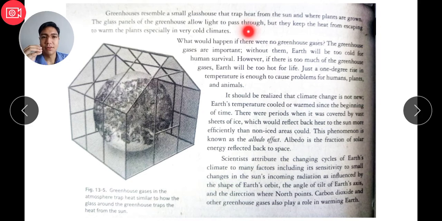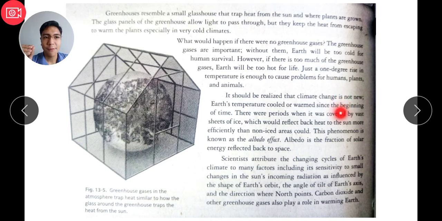May ginagandahan naman, okay, ating greenhouse gases. Malaki ang tulong ng greenhouse gases sa atin because it maintains the temperature, the warmness, okay, ng ating Earth. So, pag wala to, may tendency na sobrang lalamig tayo bigla. So, what would happen if there were no greenhouse gases? Sabi nga dito, it's important. Without them, Earth will be too cold for human survival. However, pag nasobrahan na ang greenhouse gases natin, magiging too hot. Hindi na just right yung temperature natin. Too hot na. So, just 1 degree. Tingnan nyo, just 1 degree rise in the temperature is enough to cause problems in the humans, plants, and animals.